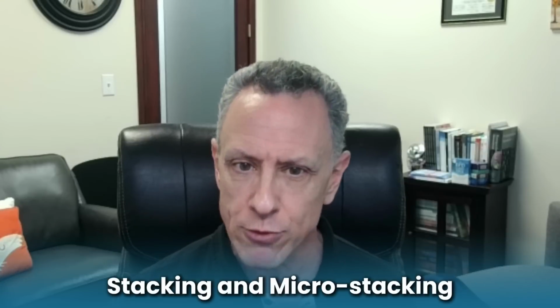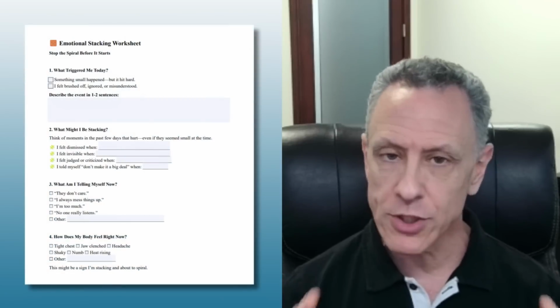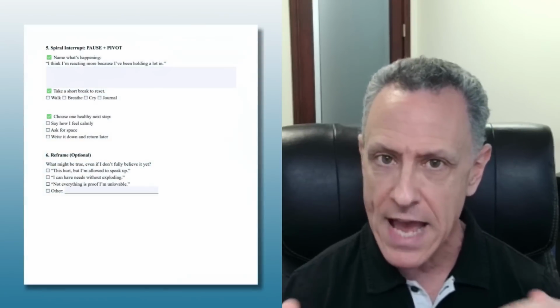Now, what we're going to do is explore what's called stacking and micro stacking. And this is the quiet accumulation of emotional wounds or activators that build up beneath the surface until they finally ignite a full-on spiral, or sometimes what's called a BPD florid episode. I also created a worksheet that goes along with this video so you can explore your own stacking and micro stacking and build some insight. So let's dive into that silent buildup of emotional weight from unresolved or invalidating experiences.